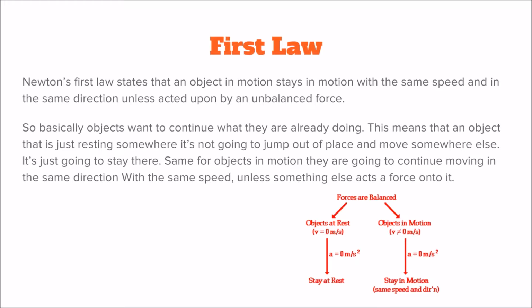Alright, so Newton's first law. His first law states that an object in motion stays in motion with the same speed and in the same direction unless acted upon by an unbalanced force. So, basically, objects want to continue moving where they're already going. They just want to keep doing what they're doing. That means that if an object's at rest, it wants to stay at rest until something acts on it. Or, if an object is in motion, it wants to continue going in that direction with the same exact speed.